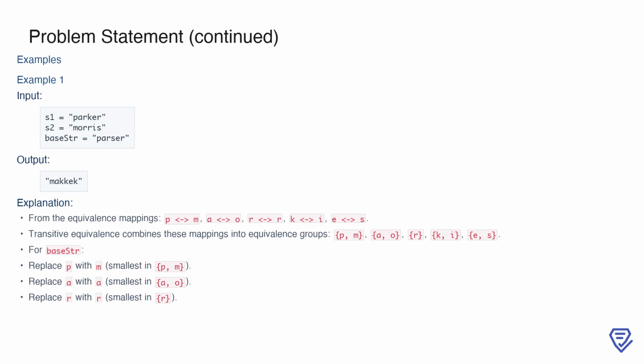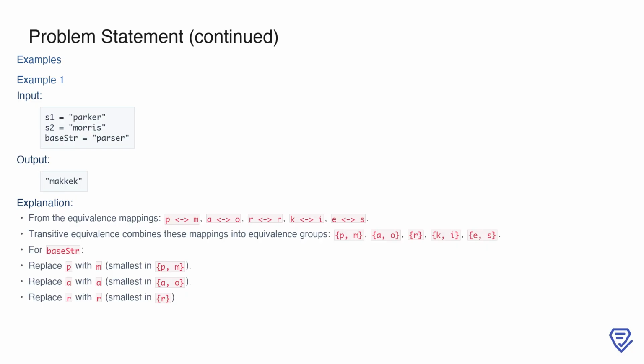Here, we have s1 as "parker", s2 as "morris", and baseStr as "parser". From s1 and s2, we can derive equivalence mappings. P is equivalent to M, A to O, R to R, K to I, and E to S. By combining these mappings through their transitive relationships, we form equivalence groups {P, M}, {A, O}, {R}, {K, I}, and {E, S}. Now, to transform baseStr, we replace each character with the smallest character from its equivalence group.